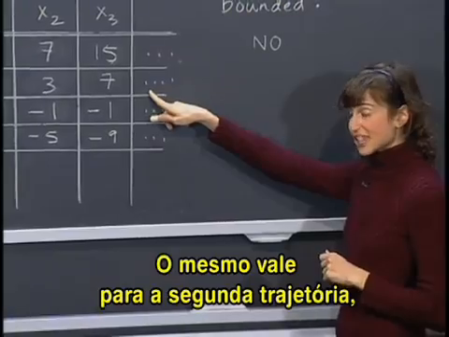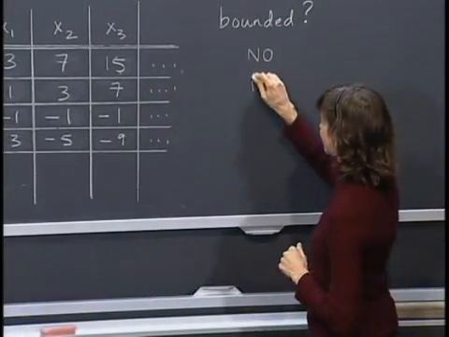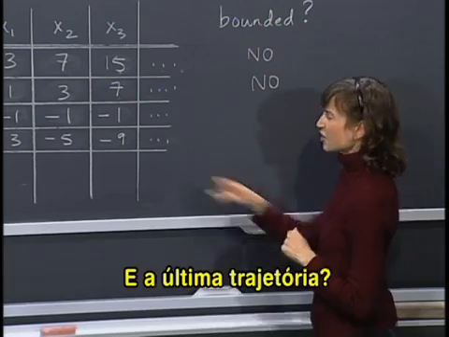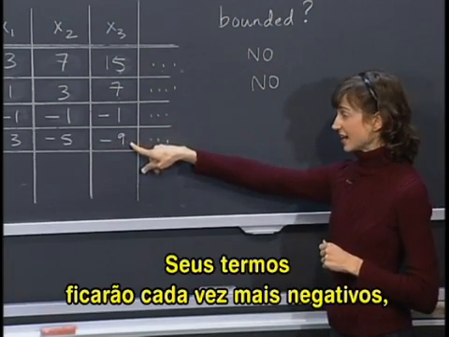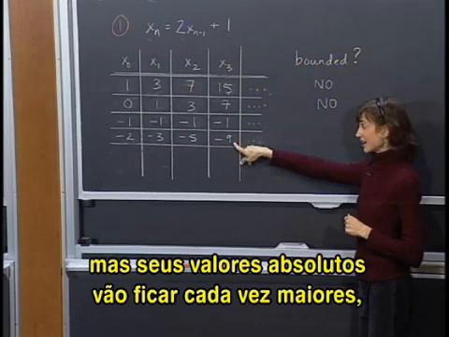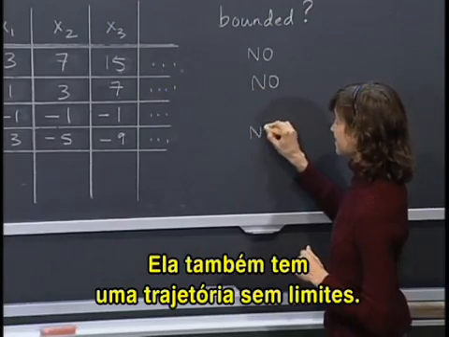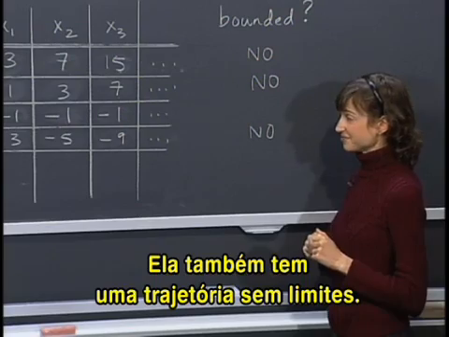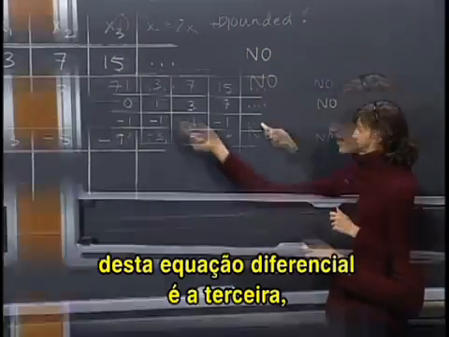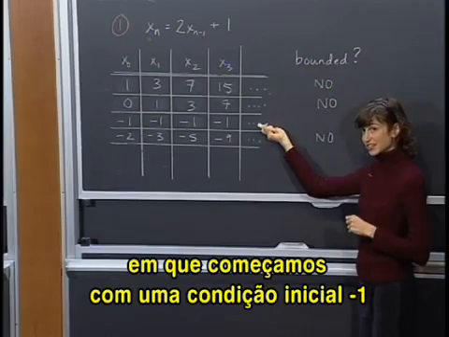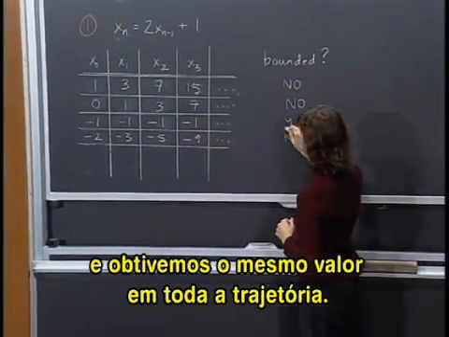The same is true for the second trajectory. These terms will continue to grow toward positive infinity. What about this last trajectory? Well, these terms are getting more and more negative, but their absolute values are getting bigger and bigger, and they'll continue to get bigger and bigger. This is also an unbounded trajectory. In fact, the only bounded trajectory of this difference equation is this one, where we start with the initial condition -1 and get -1 for the entire trajectory.